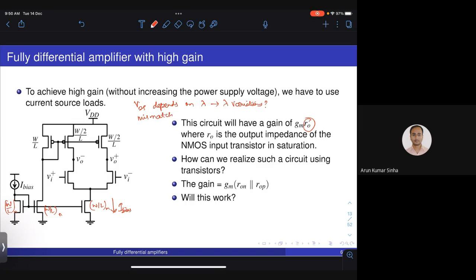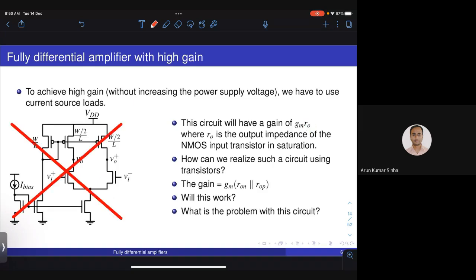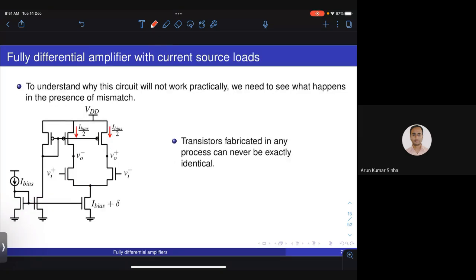So it's not the mismatch of the input pairs. For example, if this is M1 and M2, even if M1 and M2 are not matched, it doesn't matter much. It will lead to an offset, but that's another problem altogether. There is a more serious issue with this. This circuit will not work. And the reason for that is, again, mismatch, but not mismatch of the input pairs, but mismatch of the current sources. Let us try to understand what exactly happens.